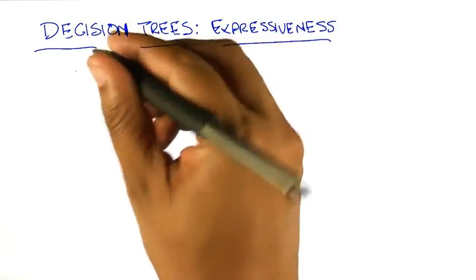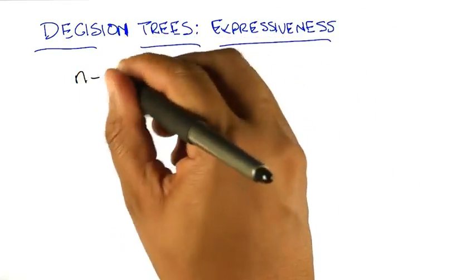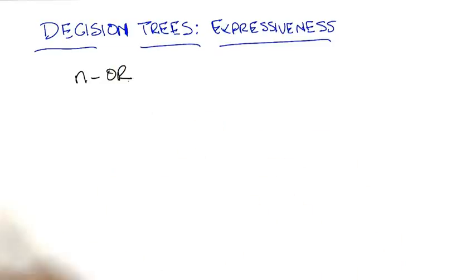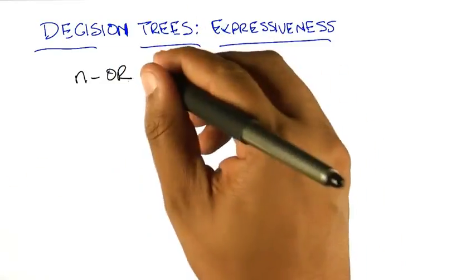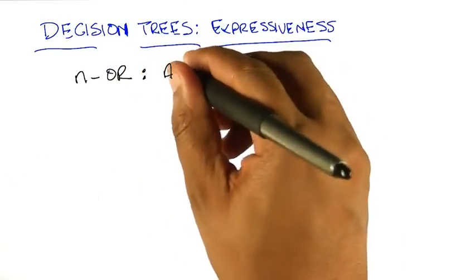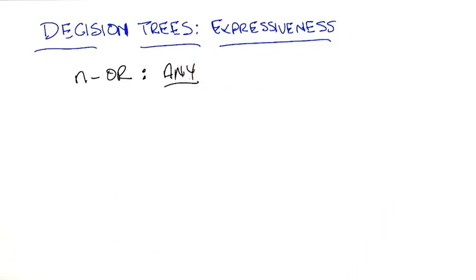So in the case of an n version of OR, that is, we have n attributes as opposed to just 2, we might call that the any function. That is a function where if any of the variables are true, then the output is true. We can see that the decision tree for that has a very particular and kind of interesting form. Any ideas, Michael, about what that decision tree looks like?